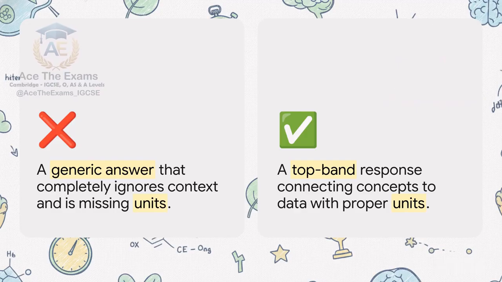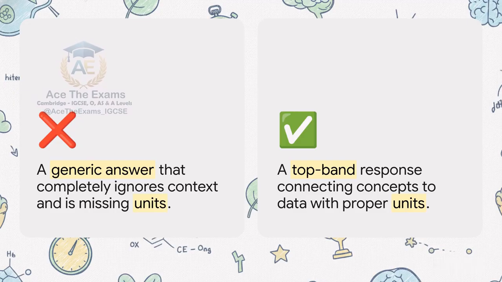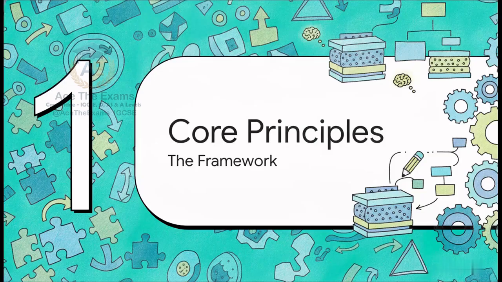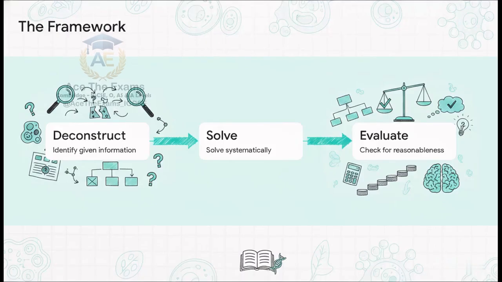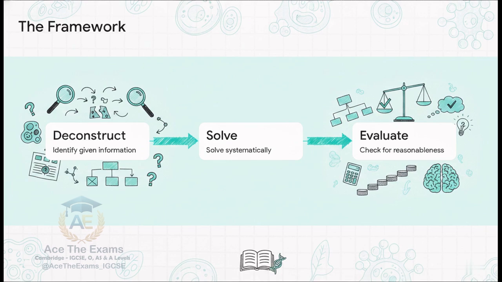Cambridge's assessment framework absolutely prioritizes analytical depth over superficial breadth. You really have to prove that you can think like a scientist, not just act like a walking biological dictionary. All right, moving into Section 1, Core Principles and the Framework. If you really want to master this topic, you have to rely on logical reasoning. Think of this as your 3-step insider weapon for absolutely any complex exam problem.